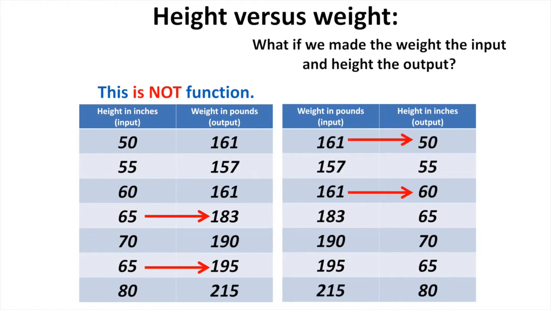Hopefully on this one you identified that 161, the input of 161, gave us two different outputs, so this one is not a function either. Neither one of these two are. Okay, and it doesn't really matter what the input is. If one input gives us two different outputs, it's not a function.